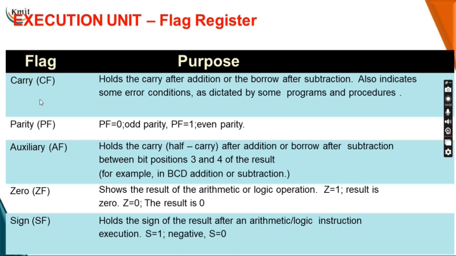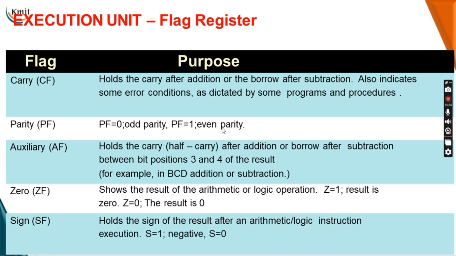The first flag is the carry flag. If any carry occurs, in our addition and subtraction there will be carry as well as borrow. In those cases, this carry flag tells the status. Parity flag: how many ones and how many zeros are in your input, depending upon odd parity or even parity. This flag will give the parity bit, nothing but even parity or odd parity.